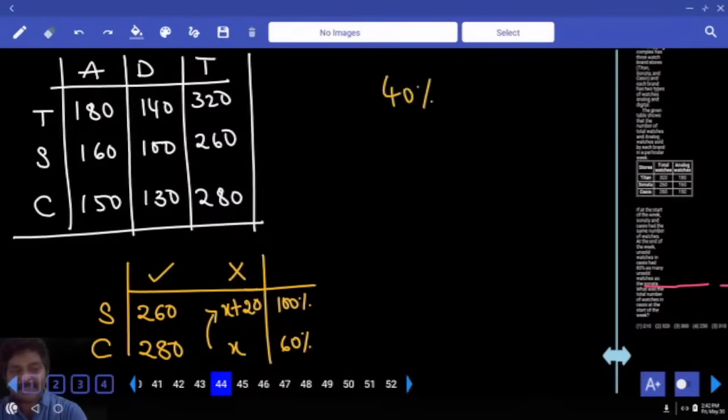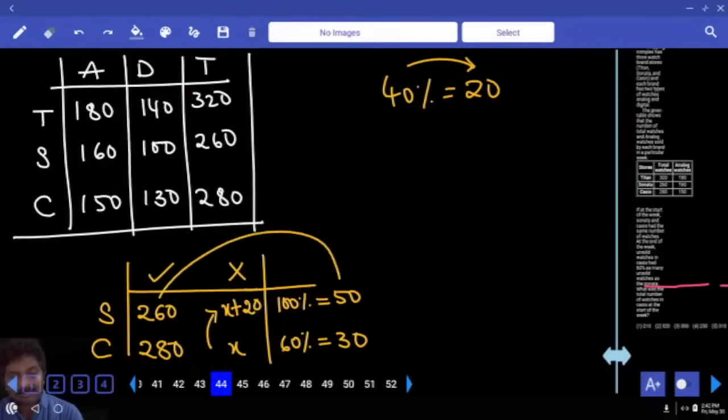40% value is equal to 20. This became half. 100% is 50. 60% is 30. Total is 3. Total sold and unsold 3. Here for Casio 3. Condition satisfied?